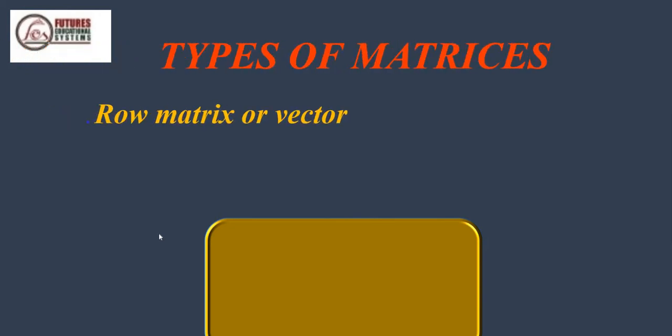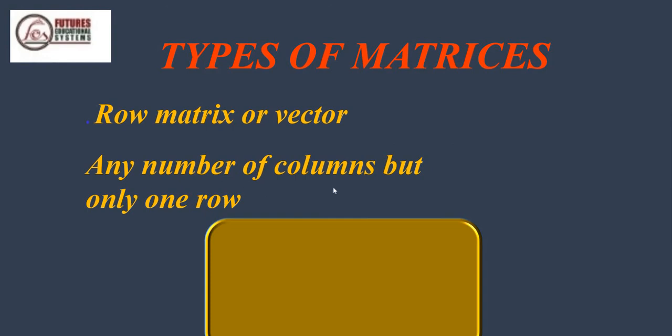Row matrix. A row matrix has any number of columns, but only 1 row. Like that, 1 row, but any number of columns: 1 column, 2 columns, 3 columns. And this is 1 row. It's said to be a row matrix. It consists of 1 row.